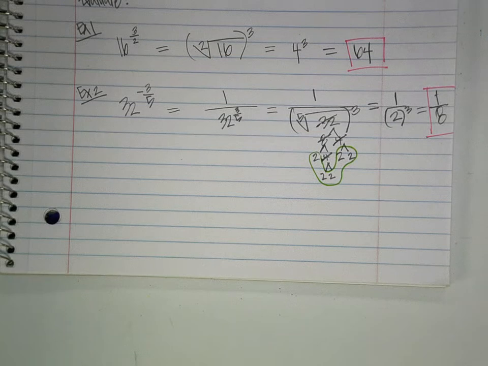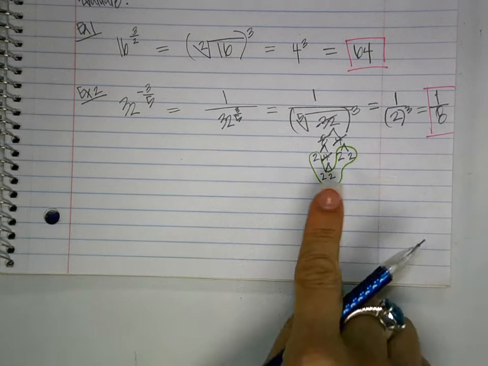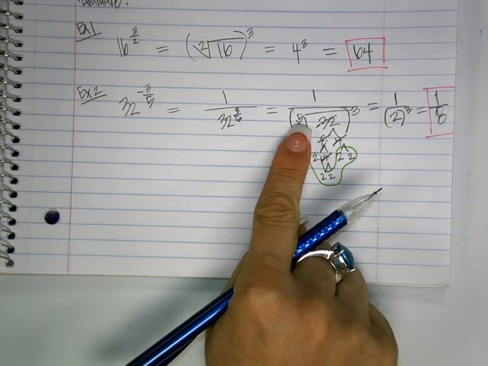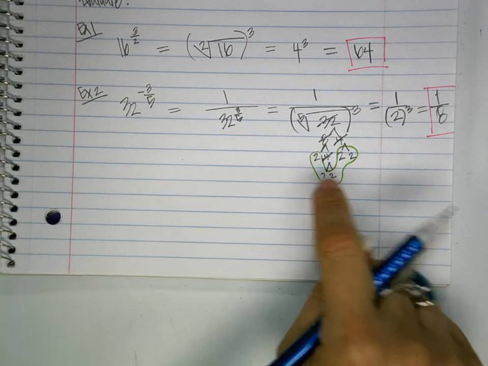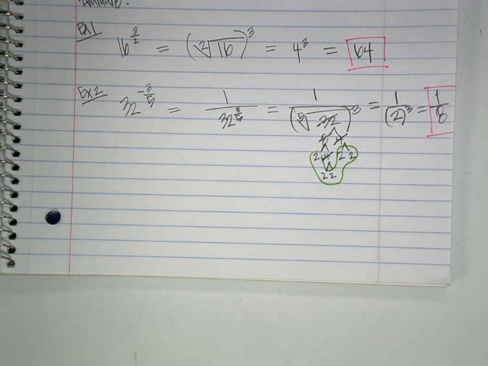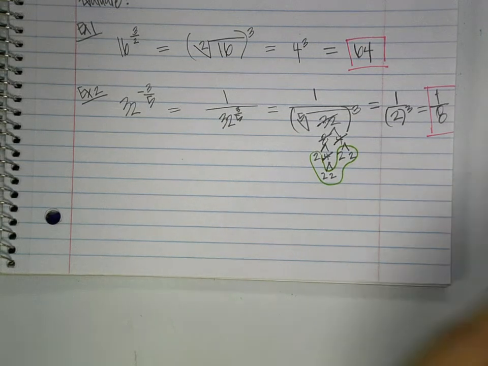Why is it 2? Because remember, we have to have 5 identical things to get out of here. So 32 breaks down to 2 times 2 times 2 times 2 times 2. Make sense? Okay, let's try another one.